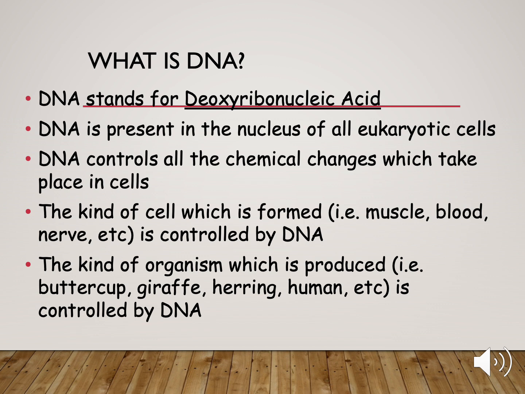DNA stands for deoxyribonucleic acid. DNA is present in the nucleus of all eukaryotic cells. DNA controls the chemical changes which take place in the cells. The DNA tells the cells what they're responsible for producing, whether they're going to make muscle cells, blood cells, nerve cells, skin cells, etc. The DNA is also responsible for determining the type of organism that is going to be produced, whether it's a buttercup, a giraffe, herring, human.